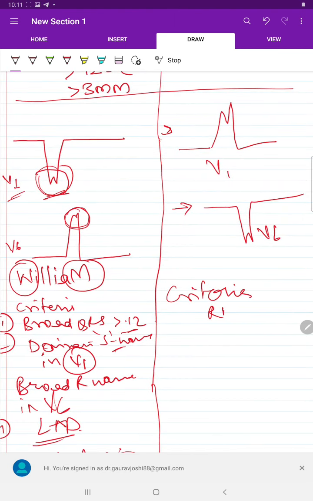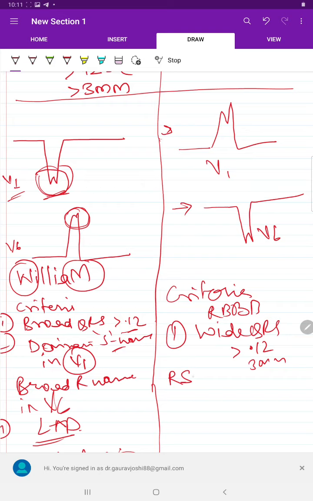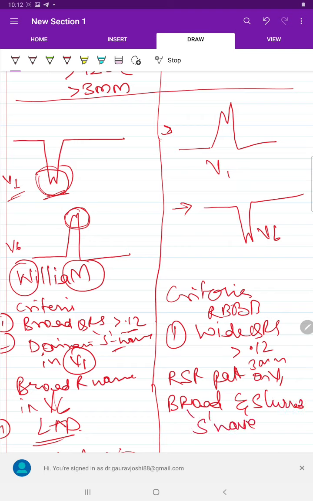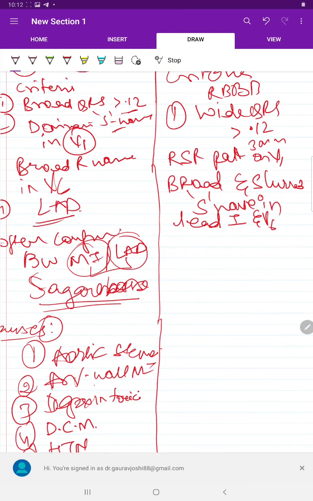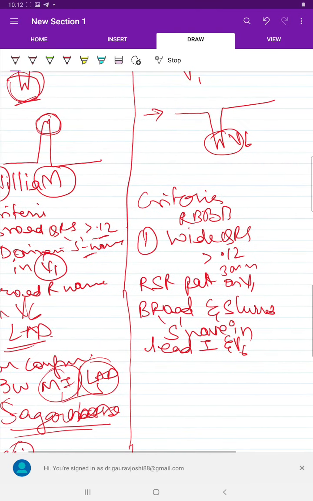We discussed the criteria for left bundle branch block; now the criteria for right bundle branch block: wide QRS more than 0.12 or 3 small squares, RSR pattern in V1, and broad and slurred S wave in lead I and V6. This we are calling a slurred S wave. So these are the criteria for the diagnosis of right bundle branch block.